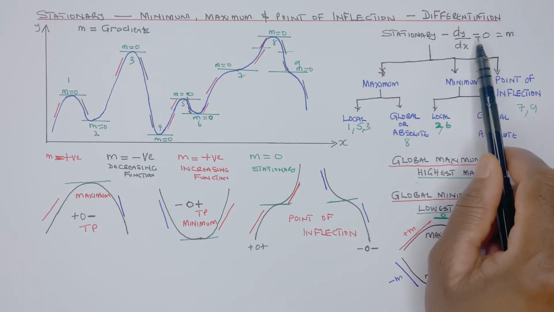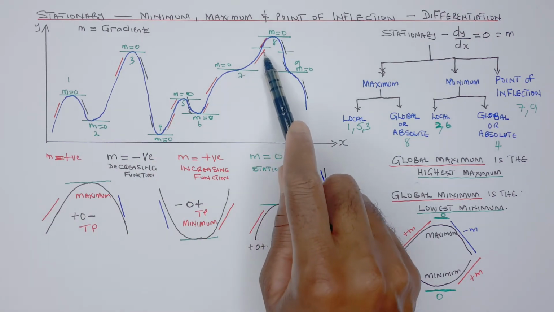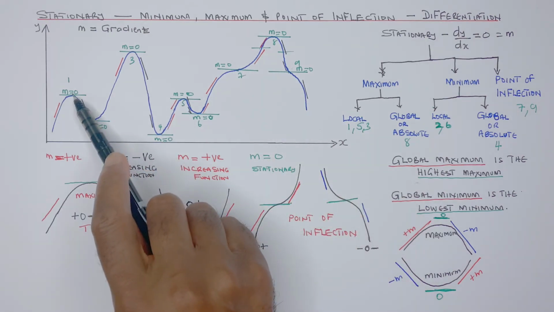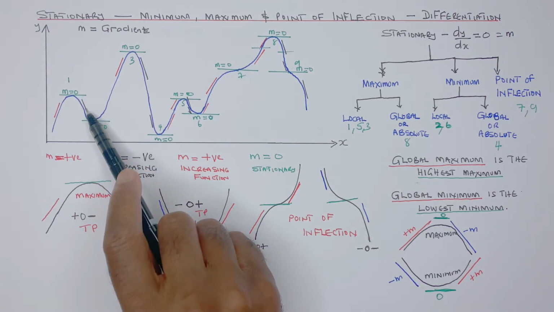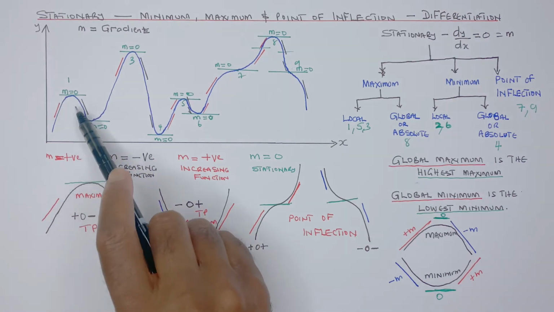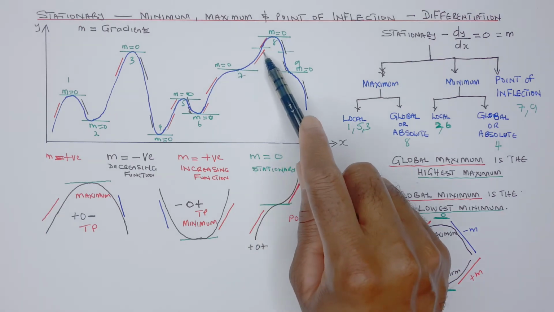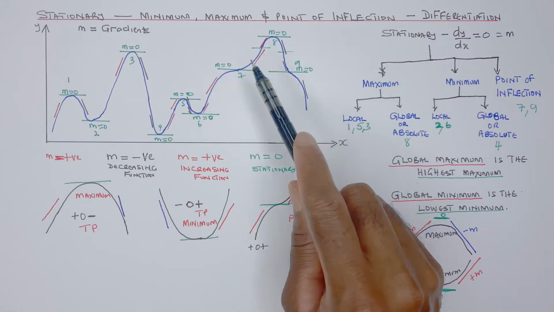At the stationary point, if the gradient before is positive and you go to stationary, you might then get a maximum or a point of inflection. So you need to find the gradient after that, which is now negative. If the gradient after that is negative, it's a maximum. If it's going from positive to 0 and then to positive, then it's a point of inflection.